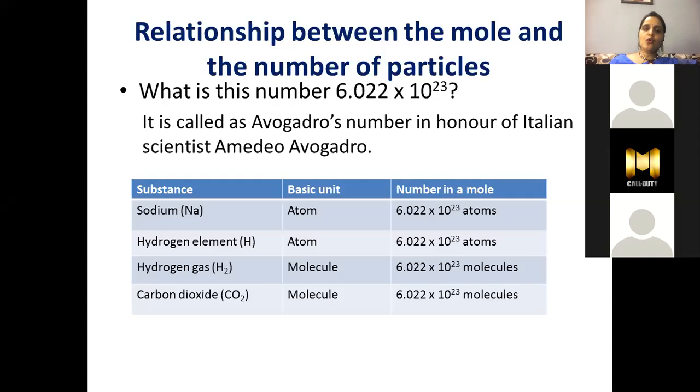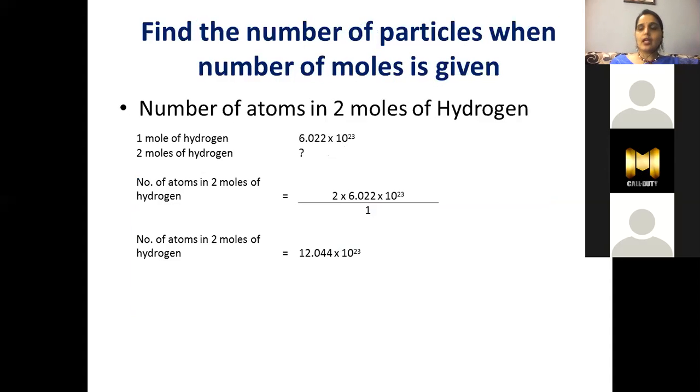I hope the idea is clear. So 1 mole of an element implies we have 6.022 into 10 raised to 23 atoms. 1 mole of a compound implies we have 6.022 into 10 raised to 23 molecules. Now we come to the next part. This was the basic idea about the mole concept. What did we understand up till now? What is meant by a mole, and how is Avogadro's number important for us?